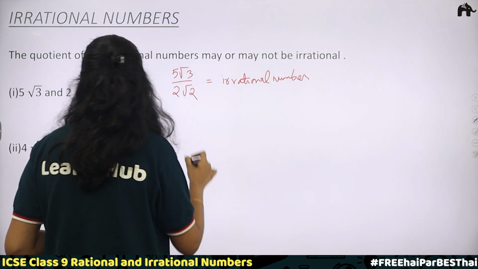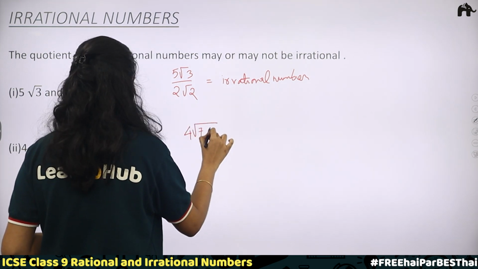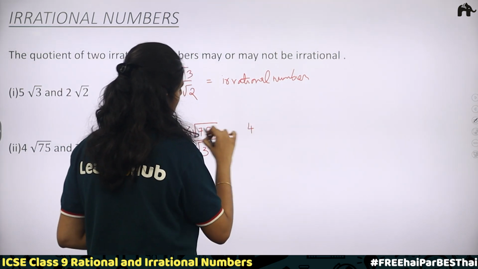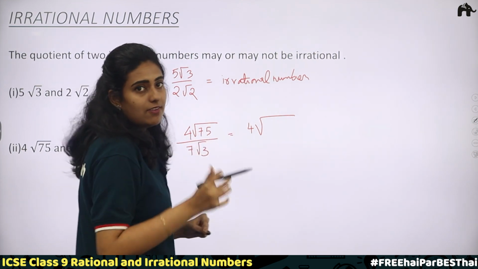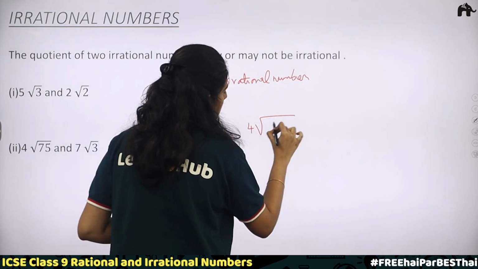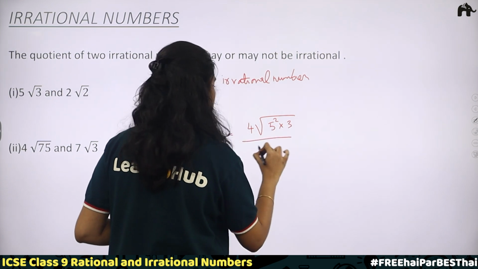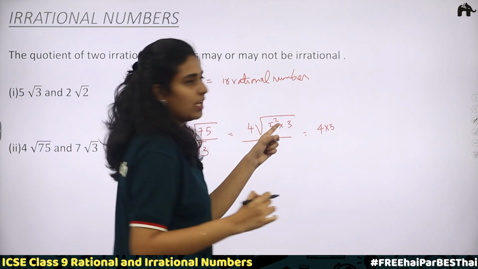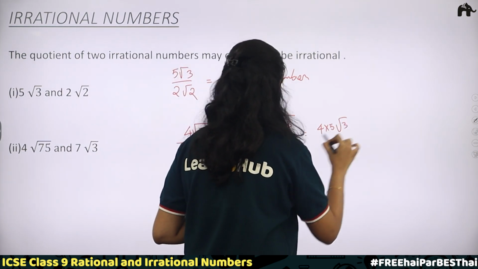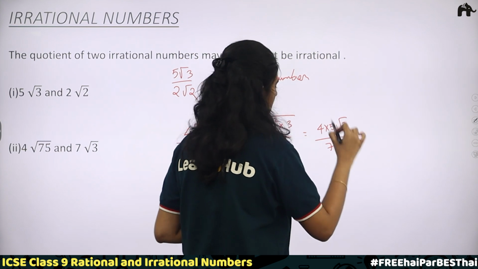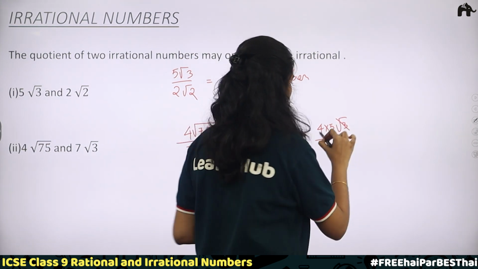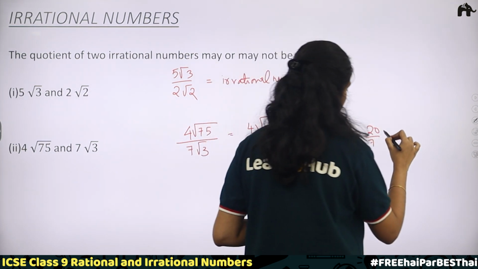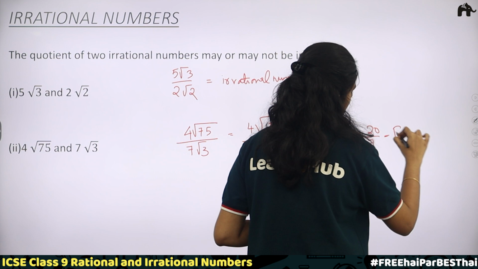So the next one, 4 root 75 divided by 7 root 3. This is equal to 4 root of 75. 75 is 25 into 3. That is 5 square into 3 divided by 7 root 3, which is equal to 4 into 5, since 5 square, 5 can be taken out. Root 3 divided by 7 root 3, root 3 can be cancelled. 4 into 5 is 20 divided by 7. 20 by 7, when you divide, you will be getting a rational number.